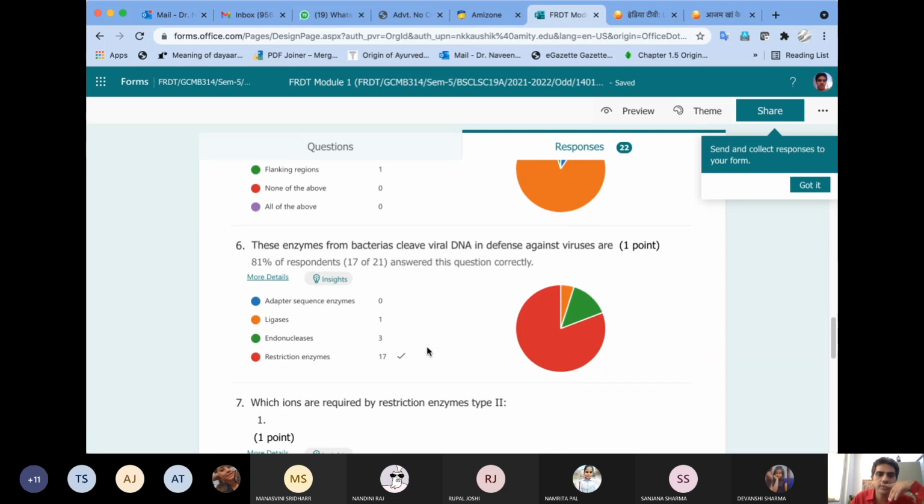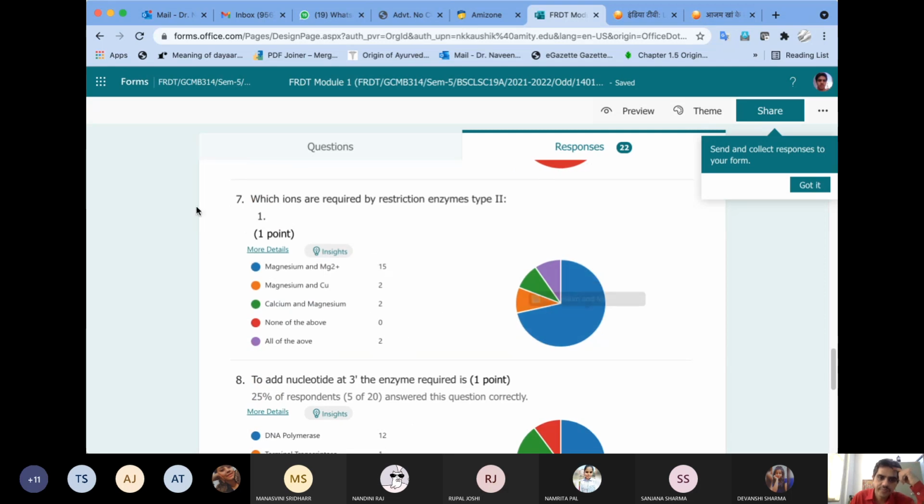Then we are moving to question number 6. The enzyme from bacteria that cleaves viral DNA in defense against virus are the restriction enzymes. That's why we have named them restriction enzymes, because they are part of the defense system of bacteria and protect the bacteria from virus infection. So the right answer is restriction enzyme. Endonuclease, everyone has endonucleases, so they are not called a defense enzyme. Ligases are not for defense, they are for repair. And adapter sequence enzymes, there is no such thing.